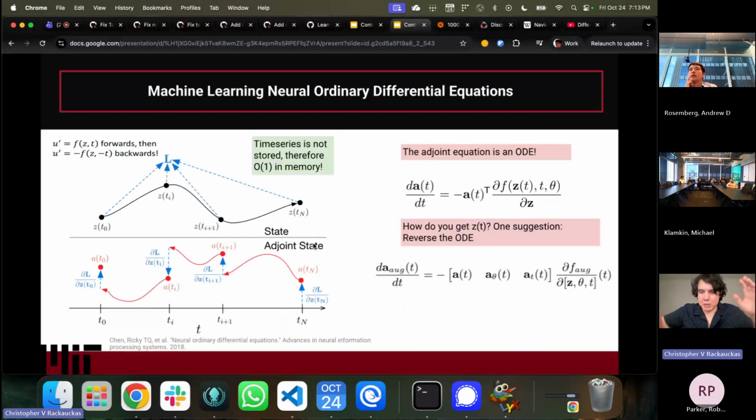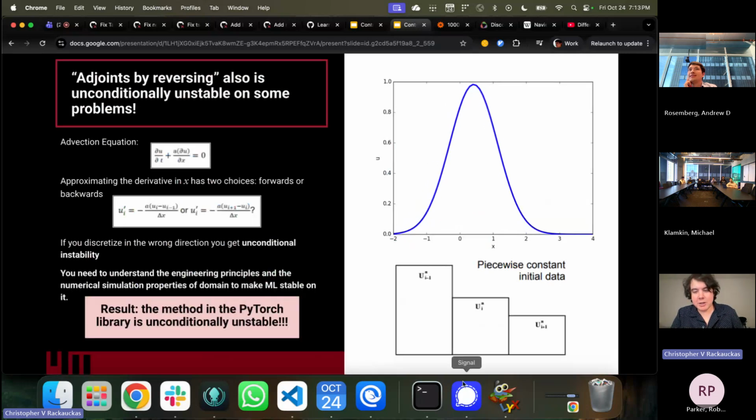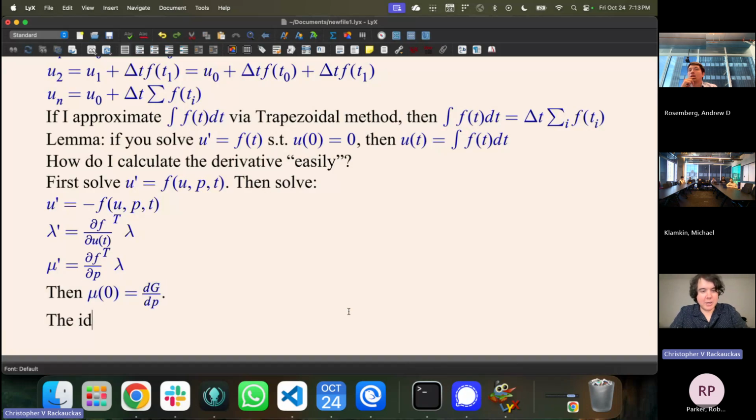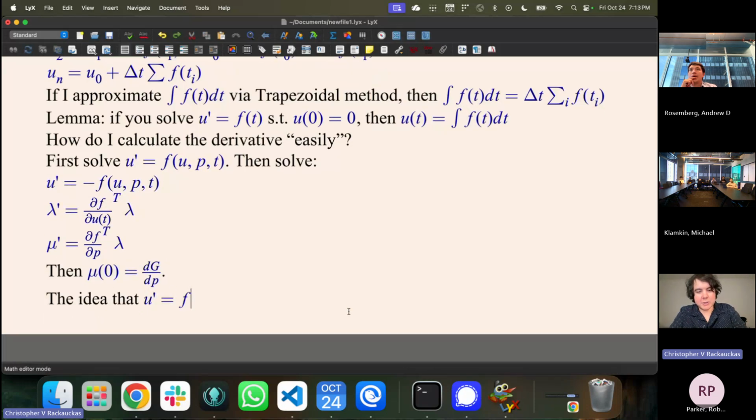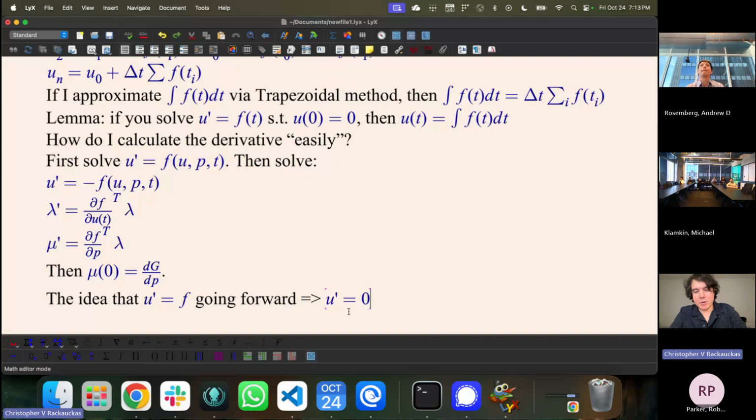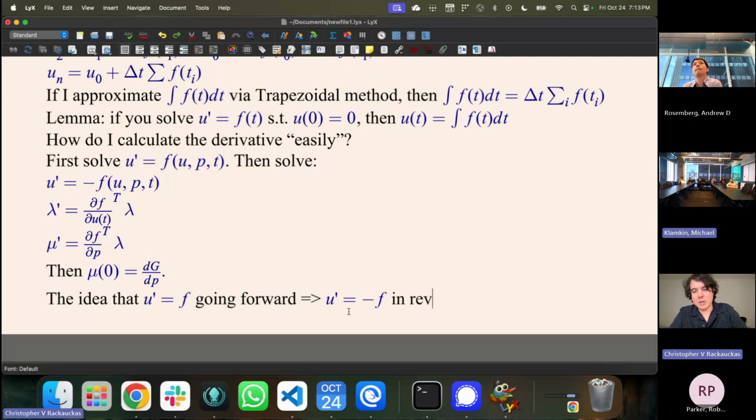There's a paper that wrote, that's how you do it. You solve this augmented ODE in reverse, boom, you get your derivative. What can go wrong, right? Well, it turns out that this idea that u prime equals f going forwards implies that u prime equals minus f in reverse is true in a mathematical sense, but it's not numerically stable. What's the case to show that it's not numerically stable?